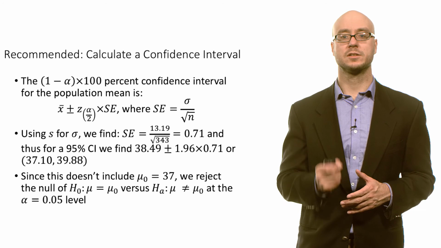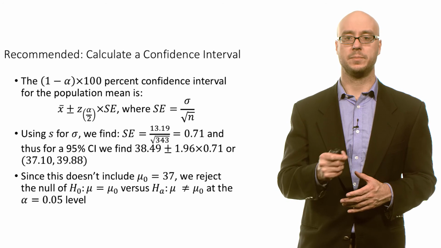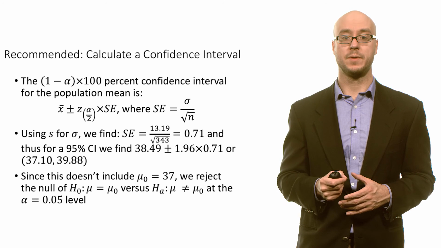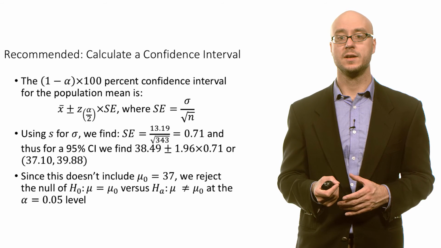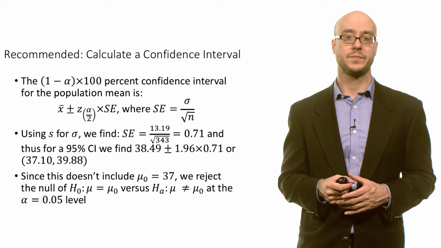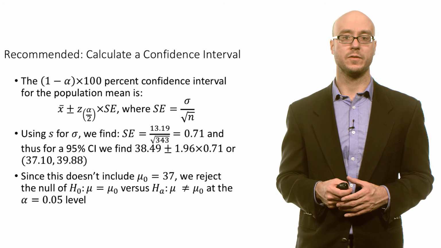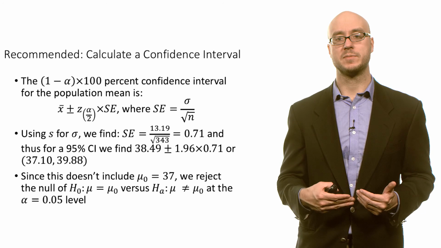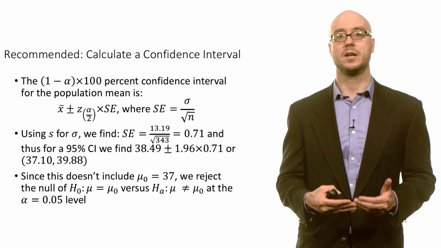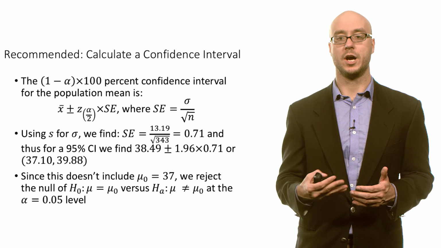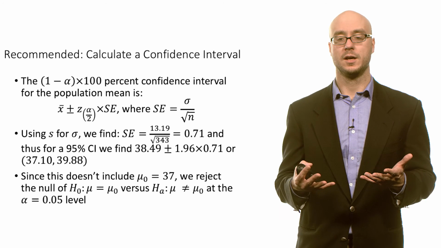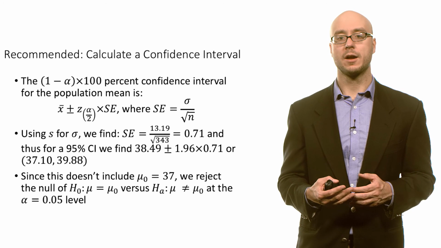Since this doesn't include the claimed value of the population mean, which is 37, we reject that null hypothesis versus the alternative that the population mean does not equal that value of 37. And we reject this at the alpha of 0.05 level. That's because a 95% confidence interval is based on 1 minus alpha times 100. So the 95% confidence interval is based on the idea that we're going to make a type 1 error about 1 out of 20 times.